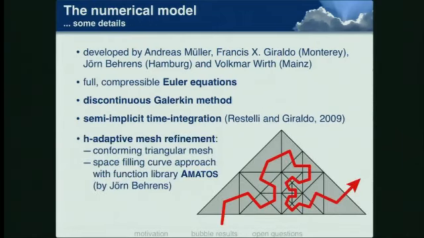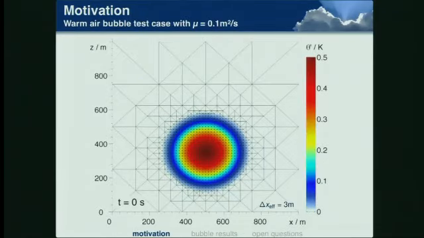Okay, you have already seen such a picture of a space-filling curve that we are using for the h-adaptive mesh refinement of a conforming triangular mesh with the function library which is called Amatos, which was developed by Jörn Behrens. Now I come to the motivation. For this motivation, I show you an adaptive simulation of a warm-up bubble test case.